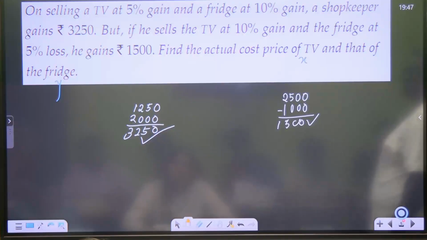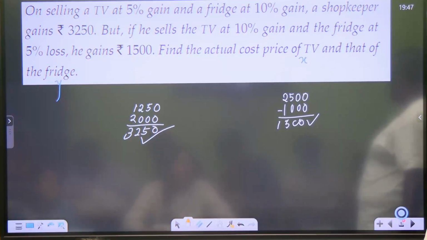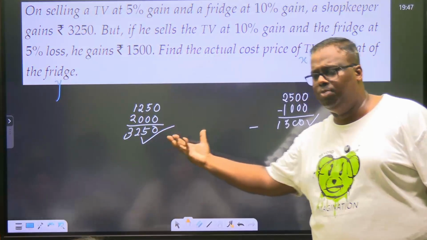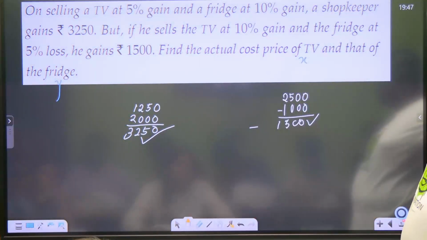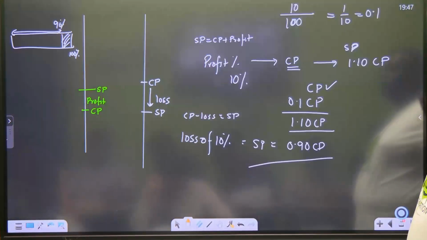Anyone, any doubt? Formulating questions? Fine. Shall we go ahead? But in the main exam, you need not write like this. You just take the gain percentage. Gain is how much? 5%. So it's 0.05x. Gain is 10%. So 0.1y. Adds and gives you so much. I detail the problem for you. Next.